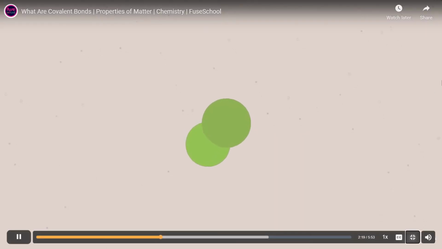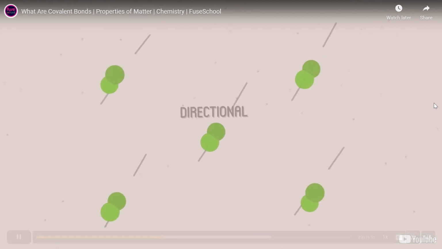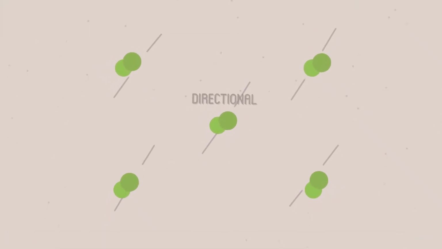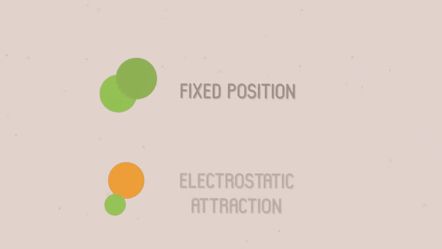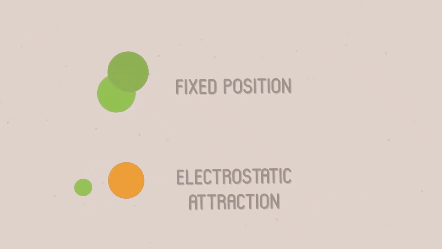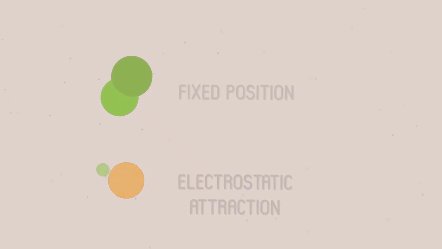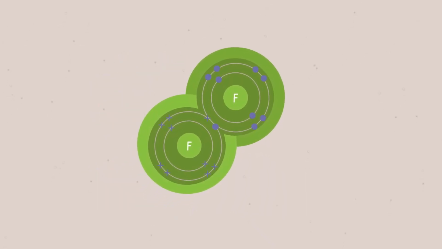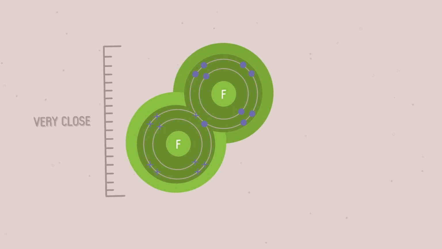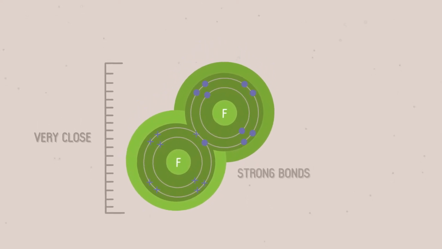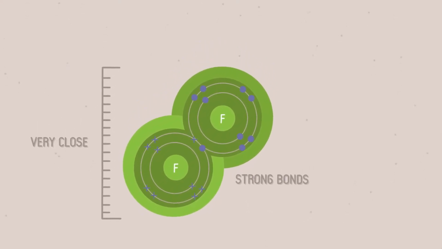To learn more about dot and cross diagrams, watch our video on dot and cross diagrams. Covalent bonds are directional, which means they are in a fixed position, like holding hands. This is different from ionic bonds, which are formed with an electrostatic attraction between charged ions. The overlap between orbitals means that the atoms in covalent bonds are very close. These things make covalent bonds strong.